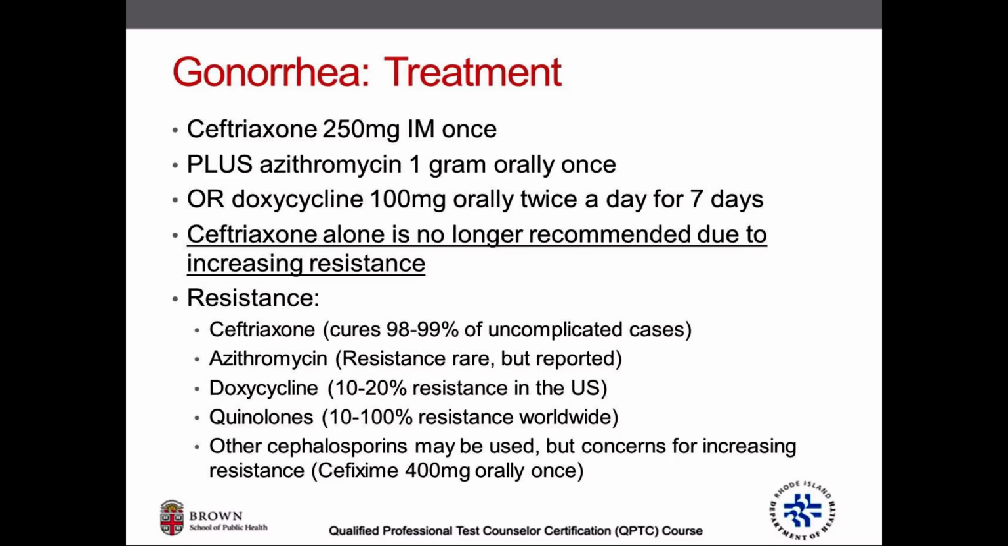Treatment of gonorrhea is recommended to have a shot. This is a shot in the muscle of ceftriaxone, 250 milligrams once, plus azithromycin, 1 gram orally once. We use 2 medicines to treat gonorrhea because there's increasing resistance that's being seen in the community. Instead of azithromycin, you can use doxycycline. However, azithromycin is a preferred medication. We do not recommend using just one medicine alone because of the increasing rates of resistance.